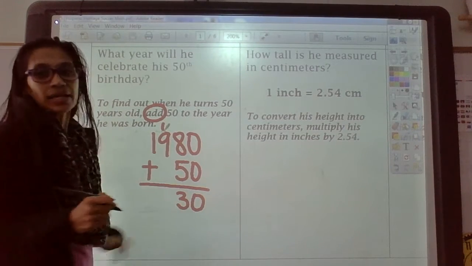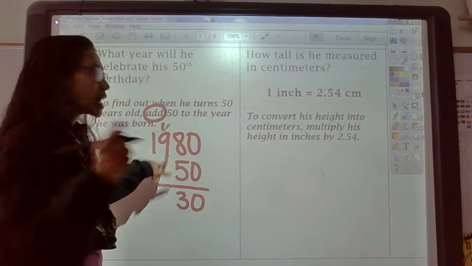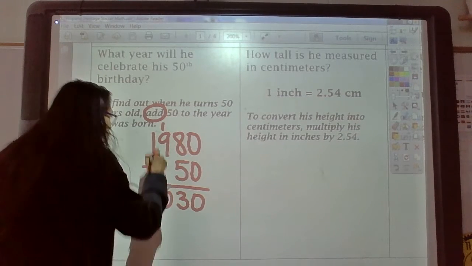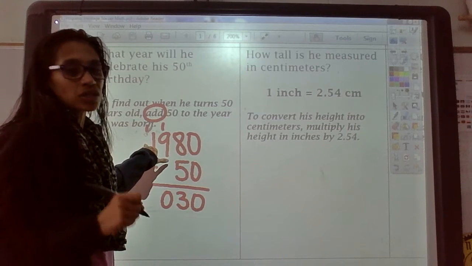I'm going to write the 3. Carry the 1. Now we have 1 plus 9. And what is that? That is 10. Write the 0. Carry the 1. And then we do 1 plus 1 is 2.